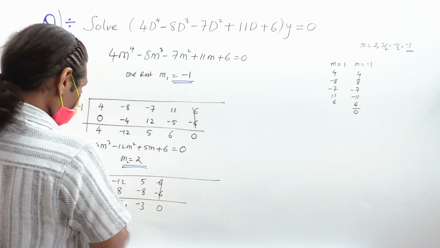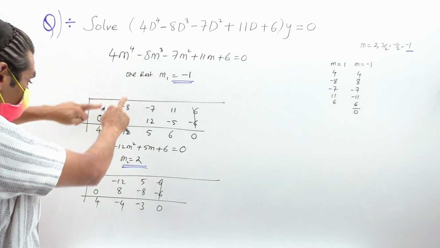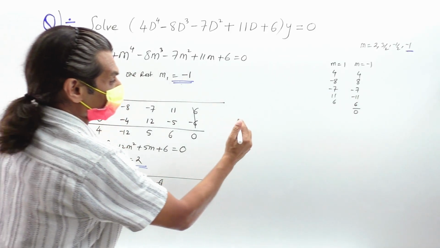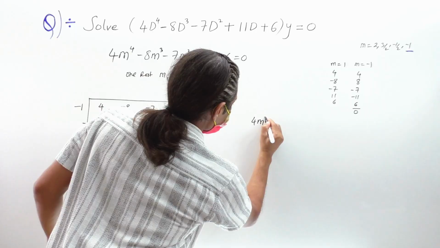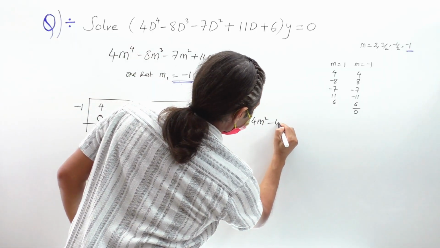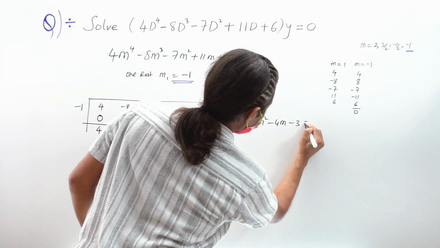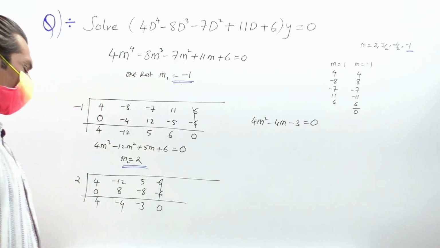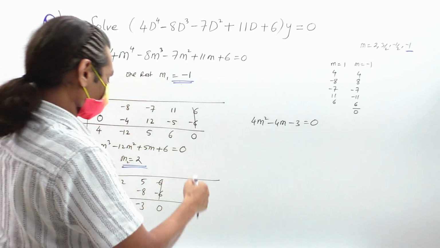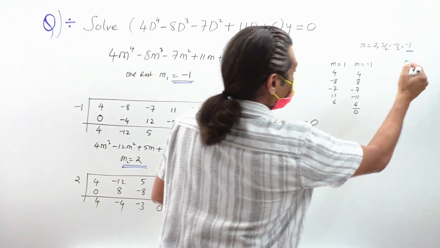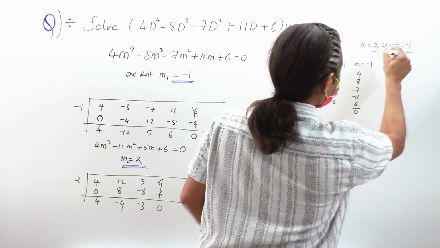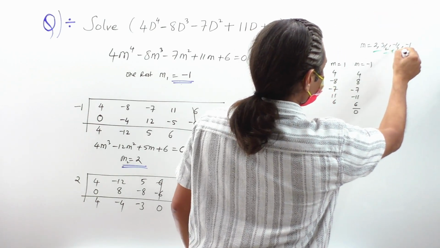So simple. What remains? M raised to 4, m cube. This will be what? M square. So we have 4m square minus 4m minus 3 is equal to 0. And you already know here 1 due to m is equal to 1. Okay, minus 1. Done. Other root is 2. The remaining 2 are minus 1 by 2 and 3 by 2.